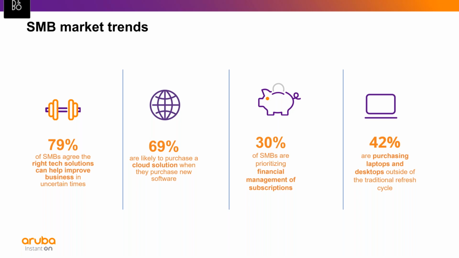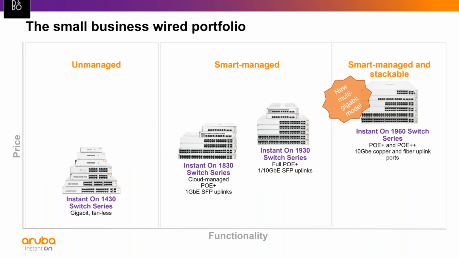And then 42% are purchasing laptops and desktops outside of their normal traditional refresh cycles because technology is moving so fast. And now you're seeing things like, we had just 1 gig was very popular for a long time. Now you're seeing 2.5 gig and 5 gig and 10 gig is kind of a multi-gig option. And that's one of the things I'm going to talk about here.